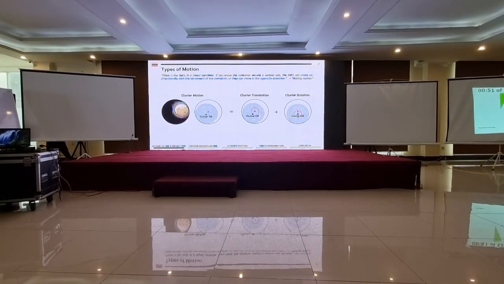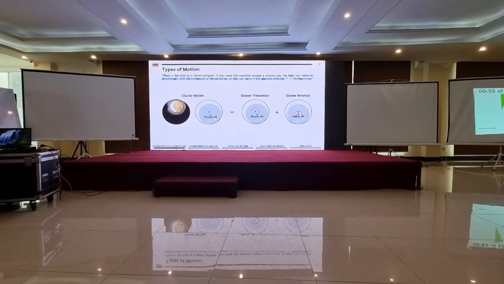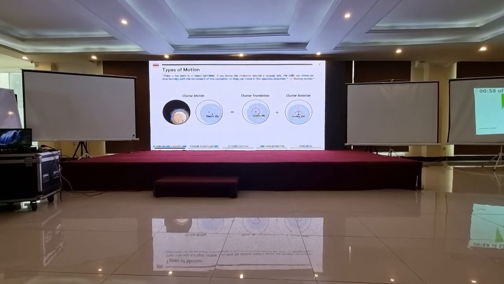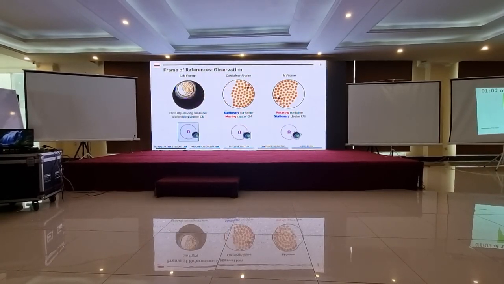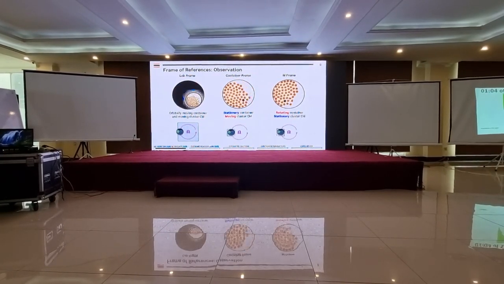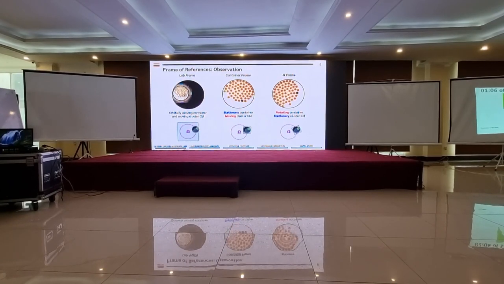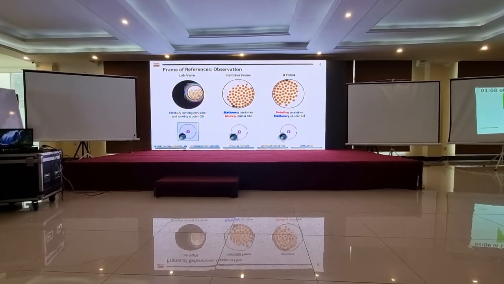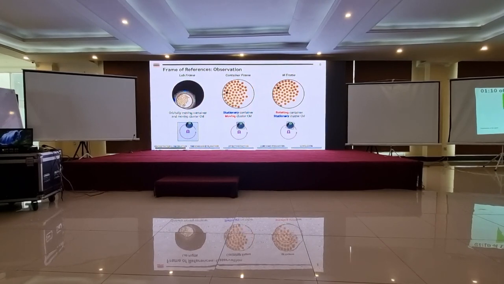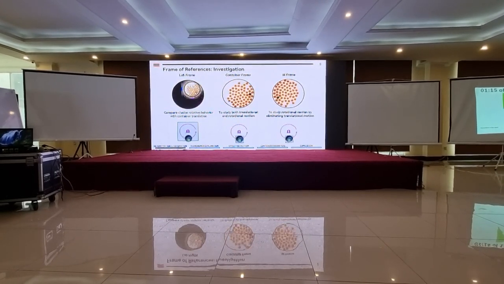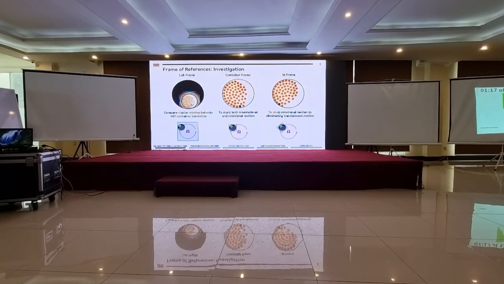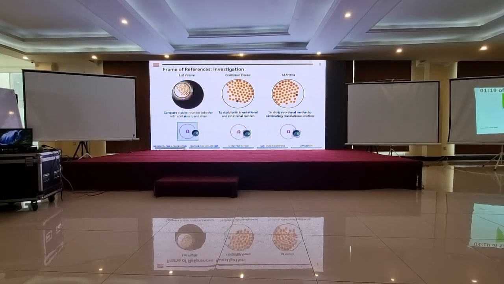Let us take a closer look at the motion of the particle inside the moving container. As you can see, the motion of the particle consists of the translation of the center of mass and the rotation about the center of mass. You can look at the motion of this particle in three frames of reference: the lab frame, the container frame, which is the frame that is moving with the center of mass of the container, and the end frame, which actually also rotates with the container.